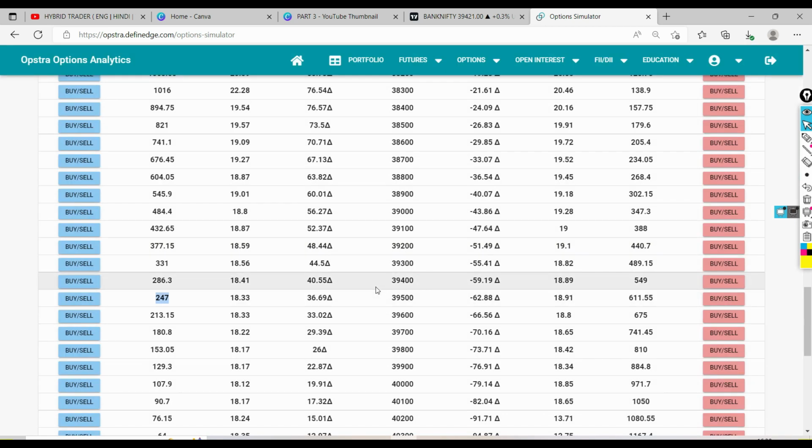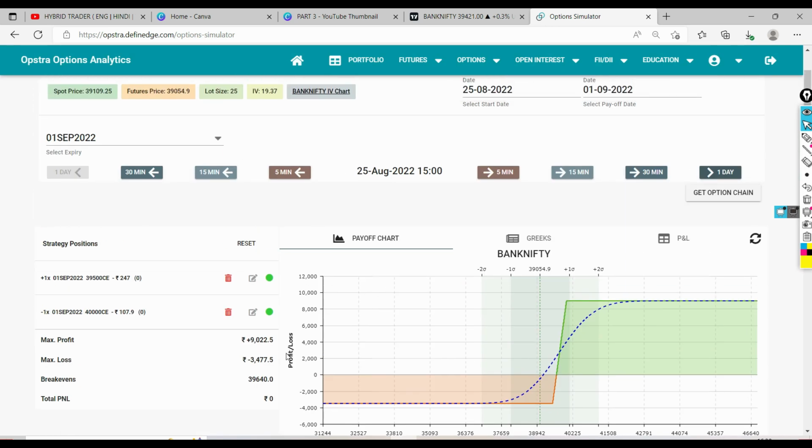I will sell this. So this is my typical debit spread, with 3,000 as loss and 9,000 as profit. This is almost 1:3, so we all know the debit spread. Now, I will not be doing the adjustment until this 247 becomes how much? 130, for the simple reason that we have given 247 premium and we have collected 107. So 247 minus 107 is 140. The moment this 247 becomes 130, I will not do any adjustments until then.